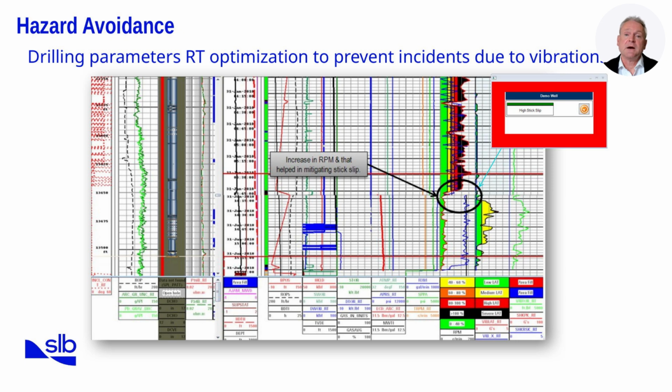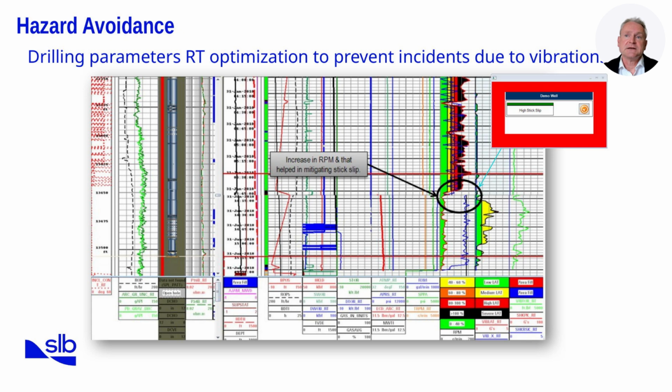Here we see how real-time optimization of drilling parameters can prevent incidents caused by vibration. Downhole vibrations, whether axial, torsional, or lateral, can quickly escalate into severe dysfunctions if not controlled. By monitoring surface and downhole data streams in real time, we can detect early warning signs such as oscillating torque, fluctuating hook loads, or abnormal standpipe pressure patterns.